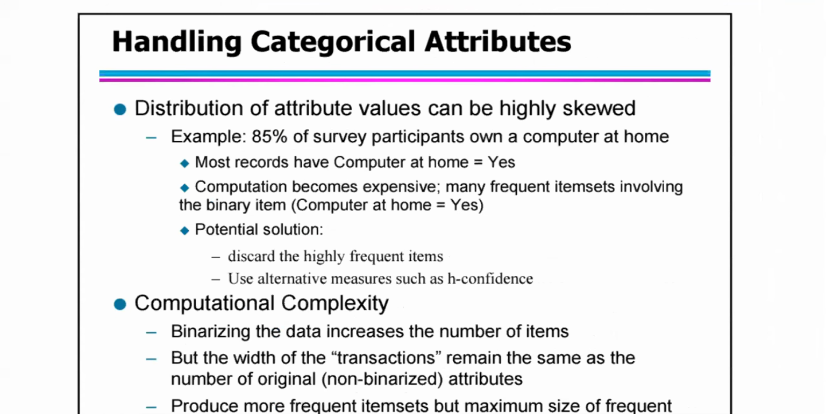For computational complexity, binarizing the data increases the number of items. Whenever we convert categorical data into binarized data, automatically the data will increase.